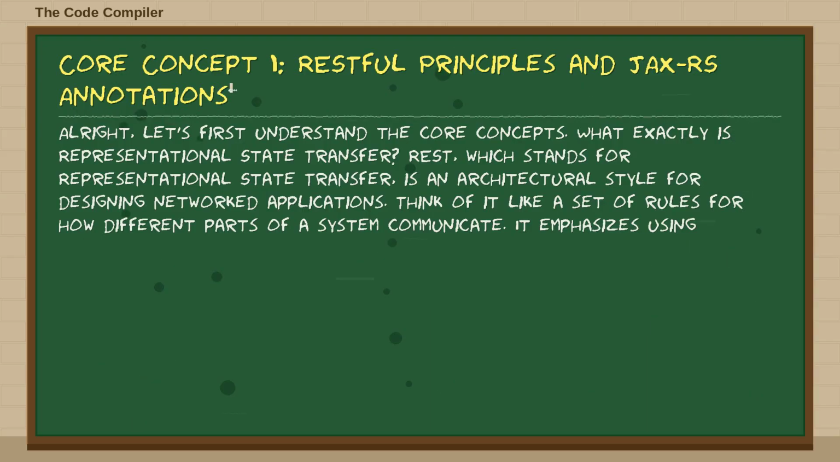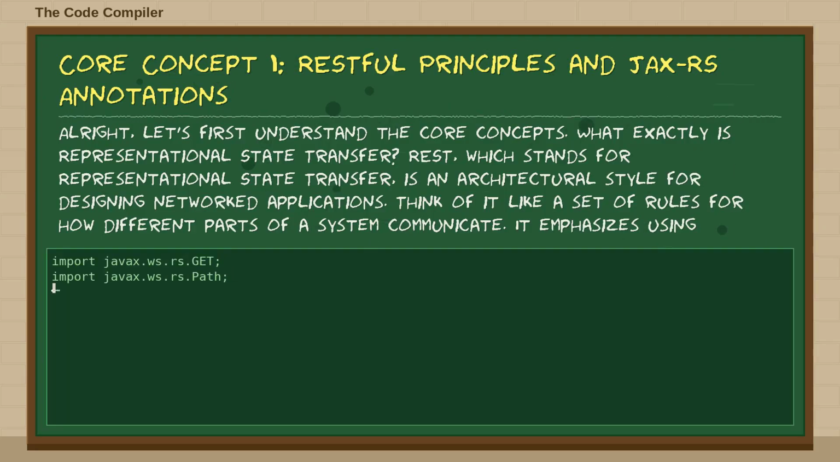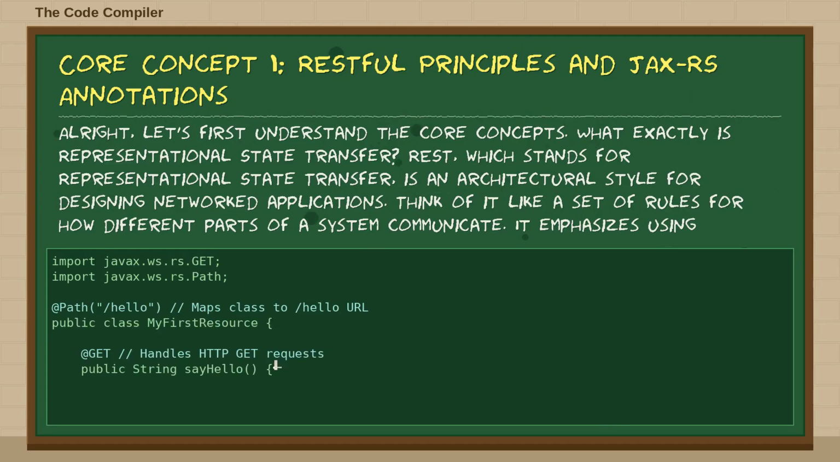JAX-RS, the Java Application Programming Interface for RESTful web services, provides a set of annotations that make it incredibly easy to implement these REST principles in Java. For example, the @Path annotation maps a Java class or method to a specific uniform resource locator path, and @GET indicates that a method handles hypertext transfer protocol GET requests. It's like telling your Java code, hey, when someone asks for this uniform resource locator using GET, run this method.